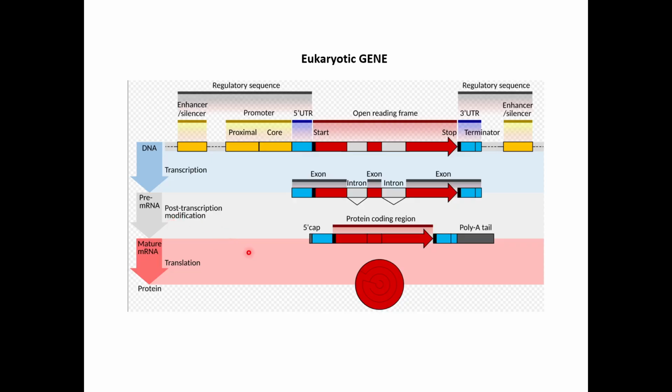In the post-transcription modifications, we also have addition of certain regions like the 5 prime cap and the poly A tail at the 3 prime end. This will help in further translation. So these are the major basic regions of a eukaryotic gene.